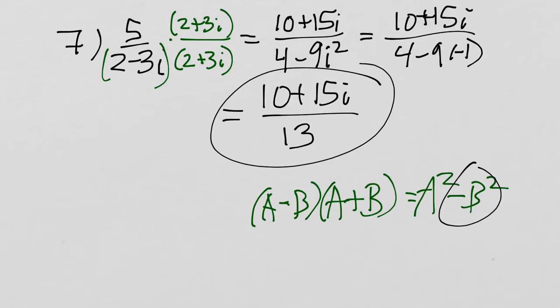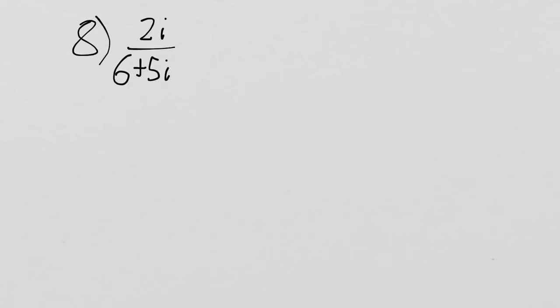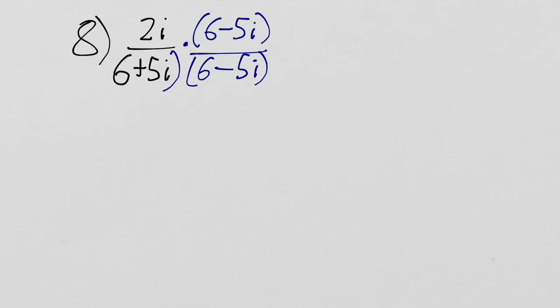All right, and let's do that last one. Number 8 says 2i over 6 plus 5i. Again, we're going to look for that conjugate. We're going to multiply both the top and the bottom by 6 minus 5i, because that's the conjugate of 6 plus 5i.